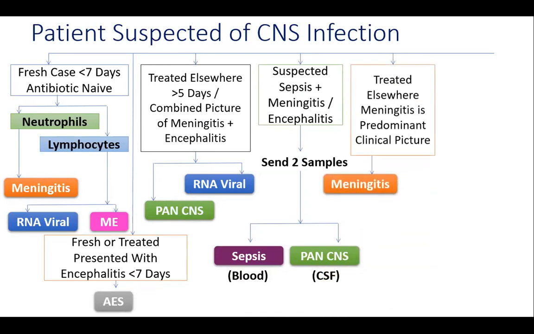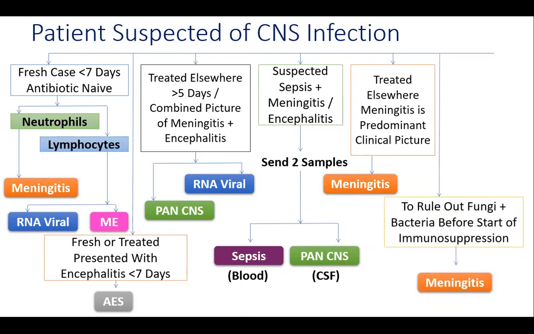Next. I think here is treated elsewhere. Meningitis is the predominant clinical picture: do the meningitis panel. But in the case of ruling out fungi and bacteria before the start of immunosuppression, again you do the meningitis panel, but to rule out viral etiology, you have to do the acute encephalitic syndrome panel.